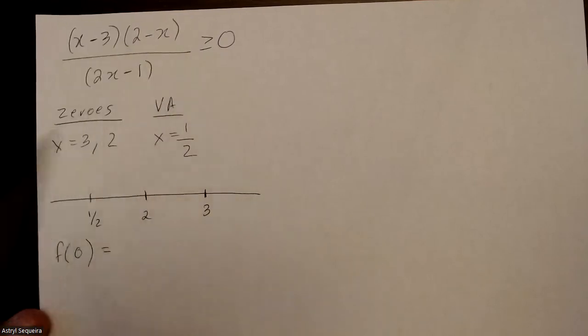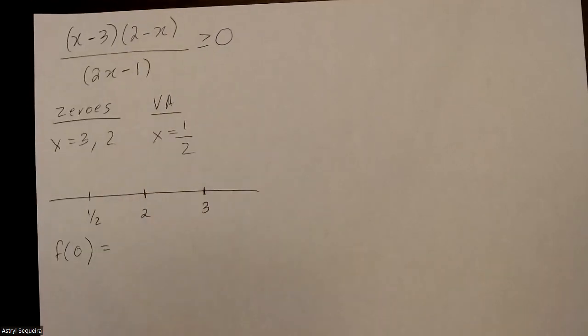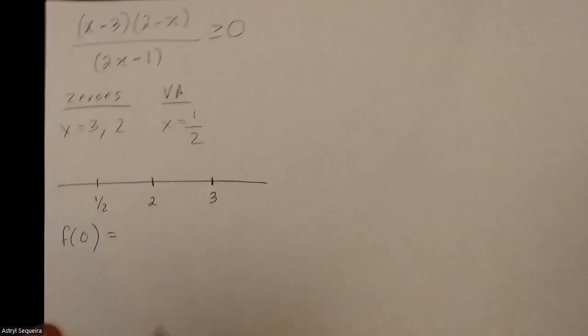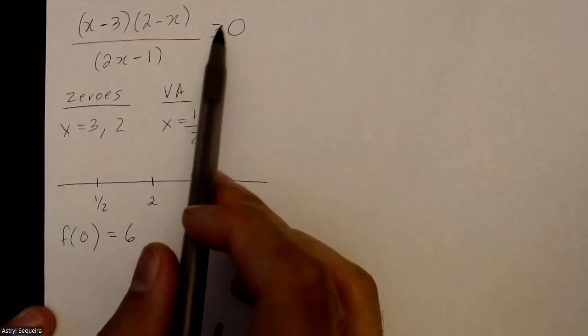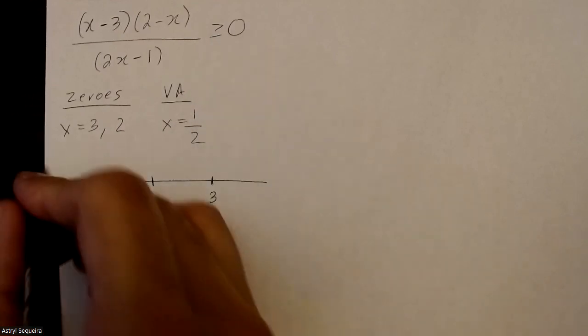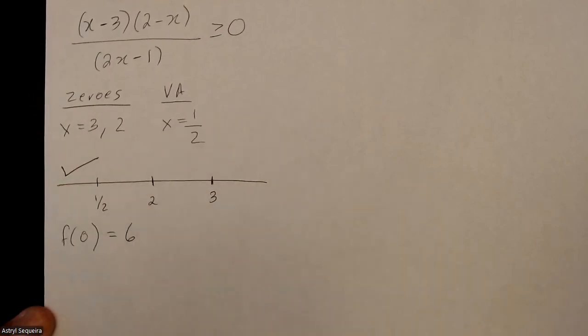If I sub in 0 in this equation, here minus 3 times 2 minus 0 divided by 2 times 0 minus 1, I get +6. +6 is greater than or equal to 0, which means this is a good range over here.